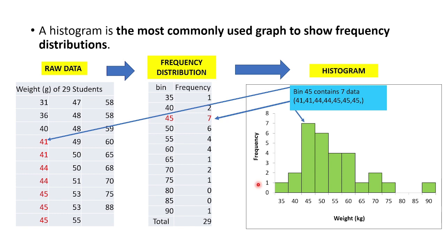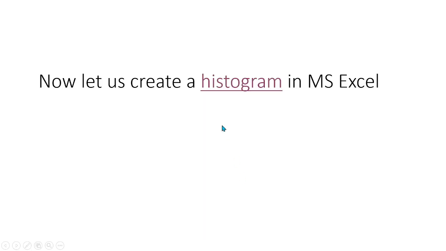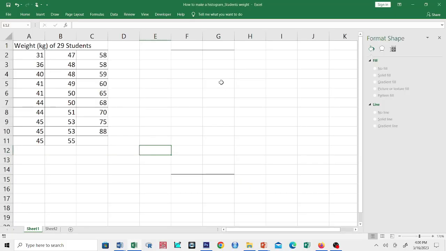Now let us proceed in creating a histogram. This is our raw data representing the weights in kilograms of 29 students. Our first step is to create a bin.